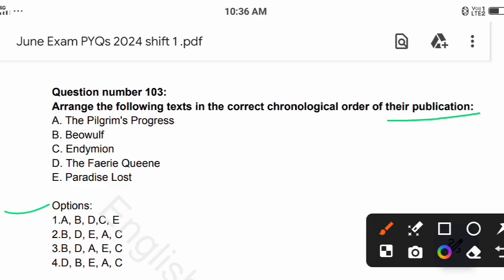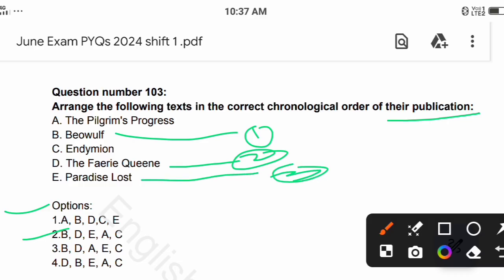So the correct answer of this question is going to be the second option, B, D, E, A, C. That means first work you have Beowulf, the very first. Second you have The Fairy Queen by Edmund Spenser. Next you have Paradise Lost by John Milton. Next you have The Pilgrim's Progress, and the last one you have Endymion by John Keats, right? So this is the correct chronology of their publication. Let's move on to the next question, everybody.